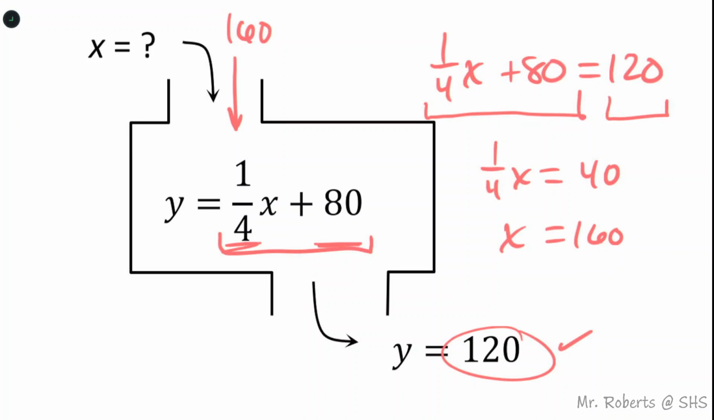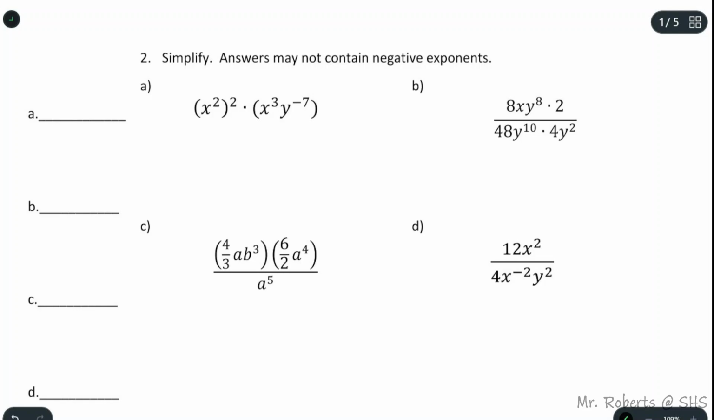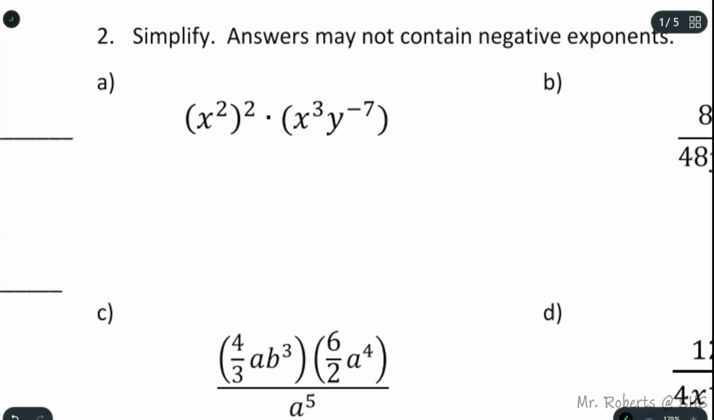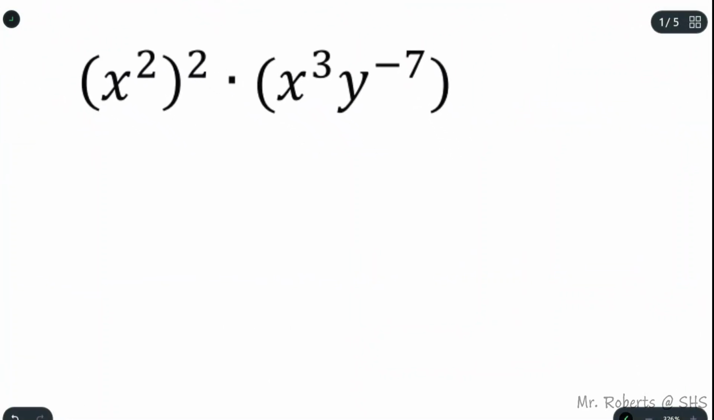Question 2 had 4 expressions, all of them monomials, right? If you'll notice, there is no addition or subtraction anywhere. It's just one thing times another thing. Of course, we've got the squaring and a bunch of other things going on. So the directions say, simplify these expressions. Answers may not contain negative exponents. So once you're done, the answers can't contain negative exponents.